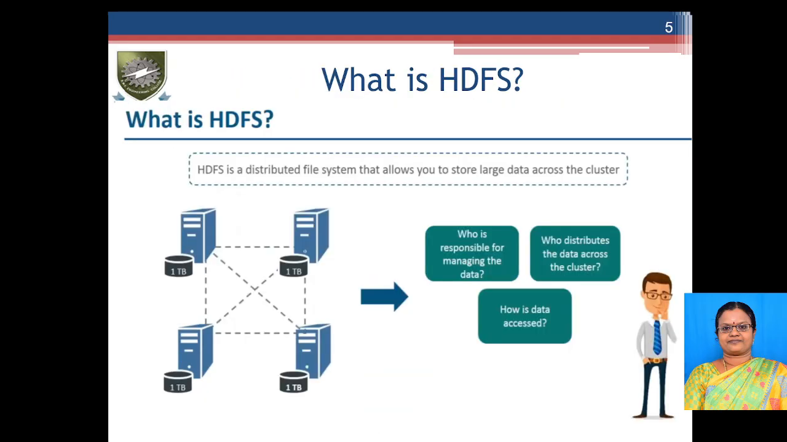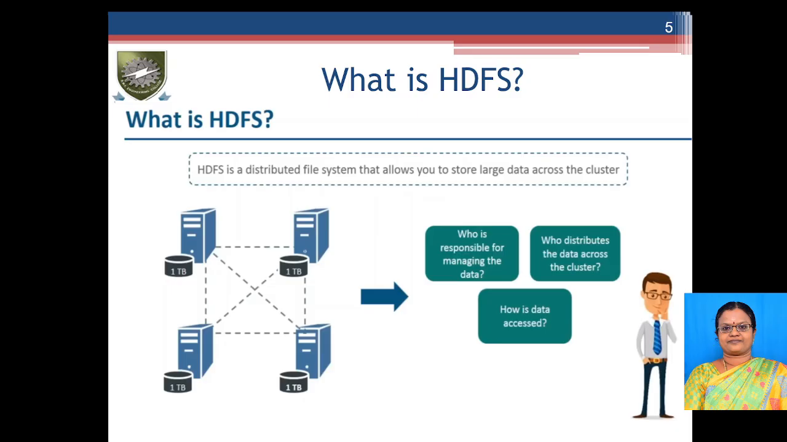The Hadoop file system is a distributed file system which allows us to store large data across the cluster, the same as your distributed file system. So here, three questions arise whenever I have such a distributed file system. The first question is, who is responsible for managing such a clustered distributed environment? The second question is, who distributes the data across these clusters, and how is the data accessed? So I have three different questions.